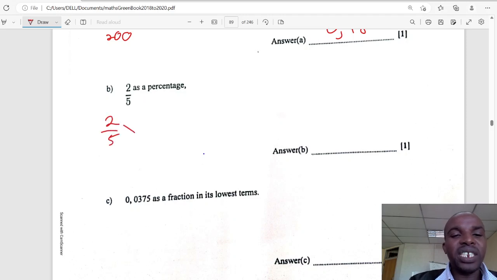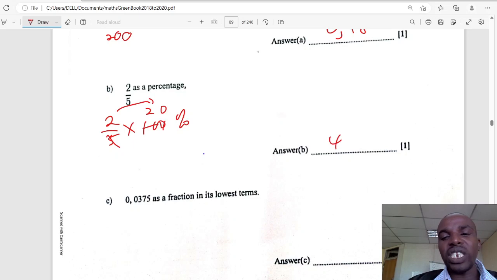Then item B, 2 over 5 as a percentage. Percentage is times 100. So you just multiply by 100%. 5 into 10 is 2, 5 into 0 is 0. Then 2 times 20 is 40%. Put units, please.